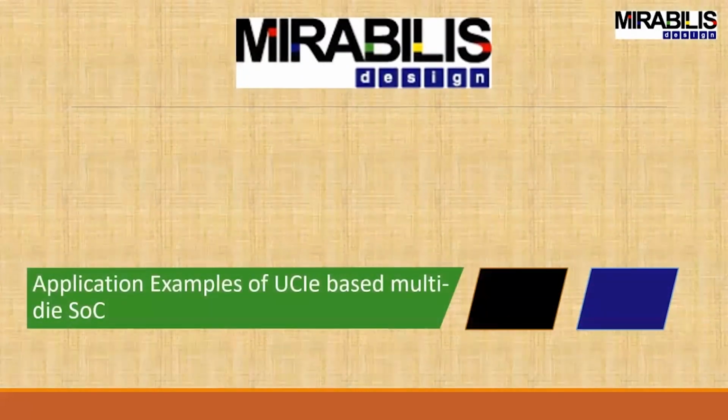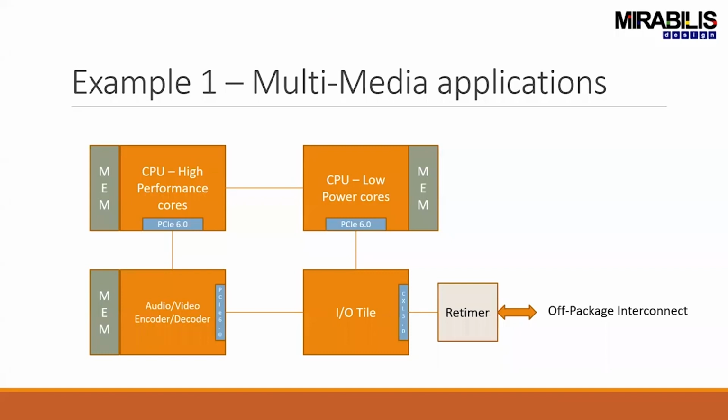Let us look at some applications of UCIe-based multi-die SoCs. So the most common one, as you saw earlier on, was a multimedia application where you have high performance and low performance cores. Your GPUs, all of them on separate cores with local memories. You have your audio video encoders and the IO itself connected off to an off-package interconnect. So this is probably the most common type of architecture for anything that's not a processor. And this is what most of the designs are being used for.